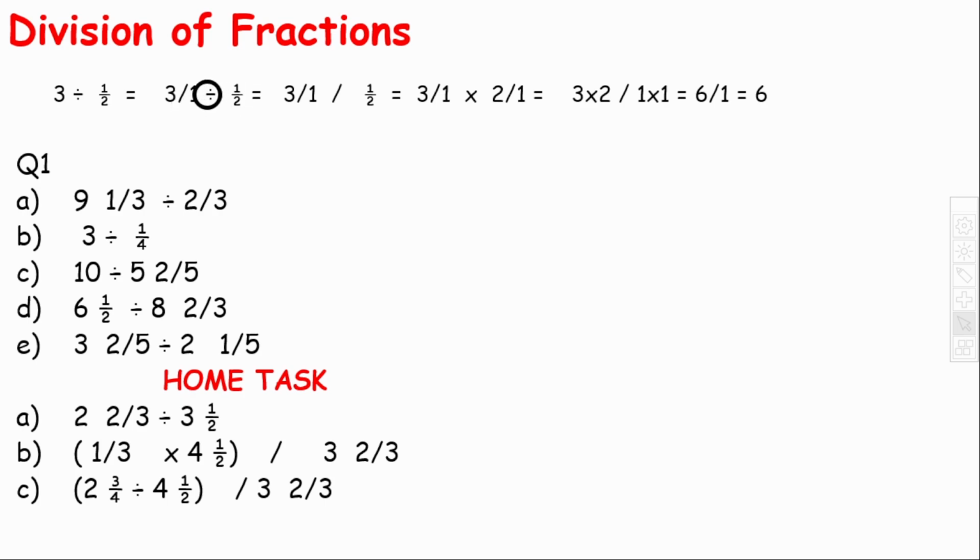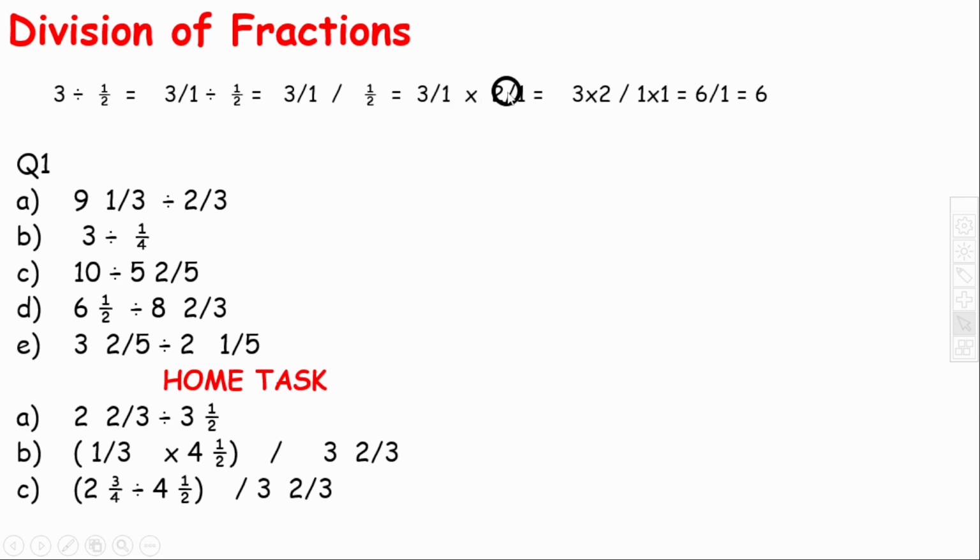To convert this division into multiplication, you twist this second fraction upside down. You place it upside down. So it becomes 3 all over 1 times 2. The denominator becomes the numerator, and the numerator becomes the denominator. It becomes 3 all over 1 times 2 all over 1. So the numerators are now 3 and 2, and the denominators are now 1 and 1.